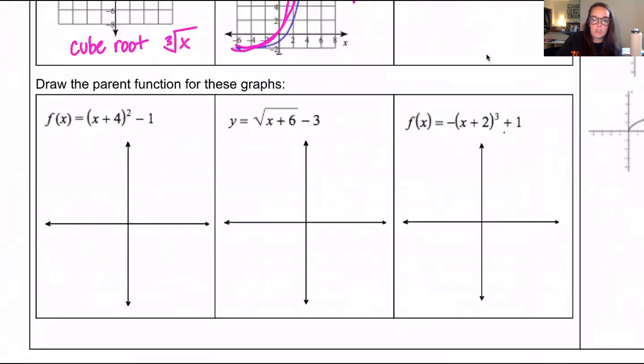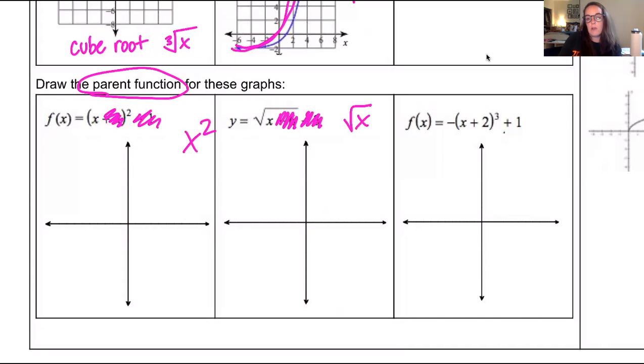For our parent functions, if we're drawing them from the graph, we need to identify what the parent function is. So in this case, if I took away the 4 and the -1, I would be left with x squared. So I need to draw a quadratic, a parabola. If I took away the +6 and the -3, I'd end up with the square root of x. So I need to draw the square root graph.